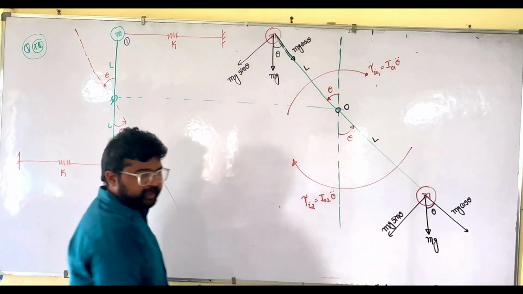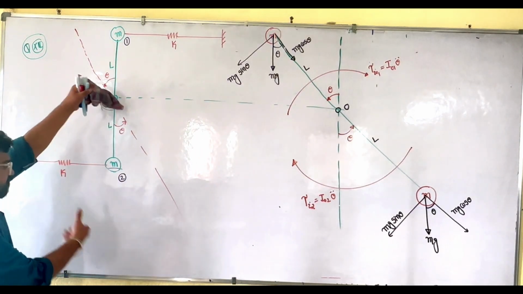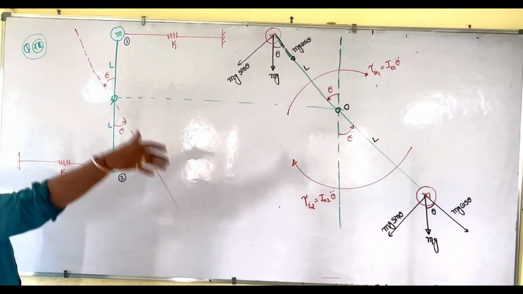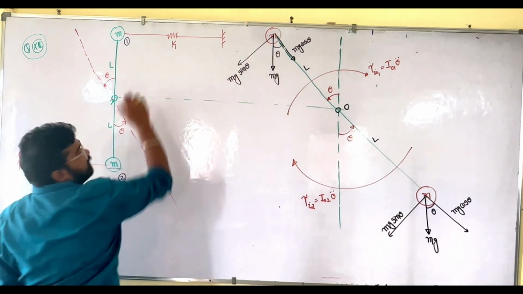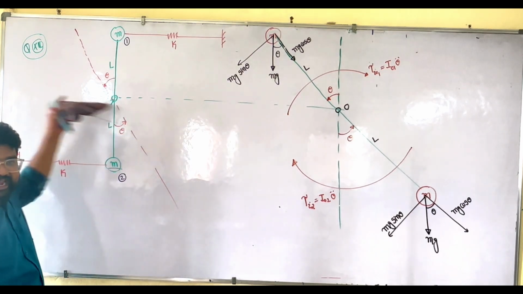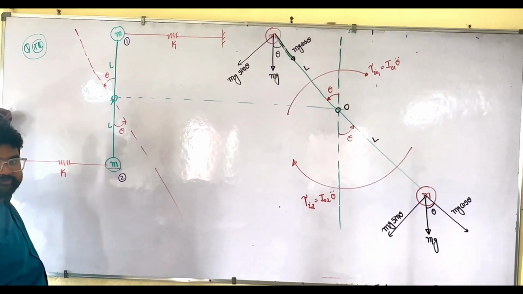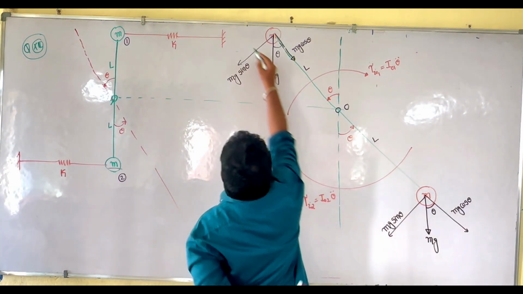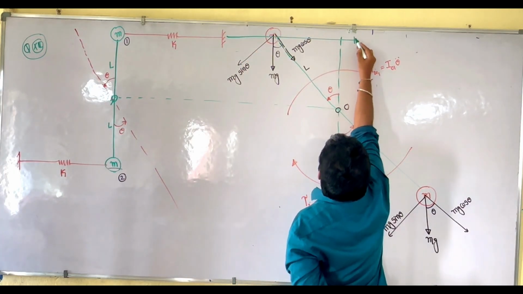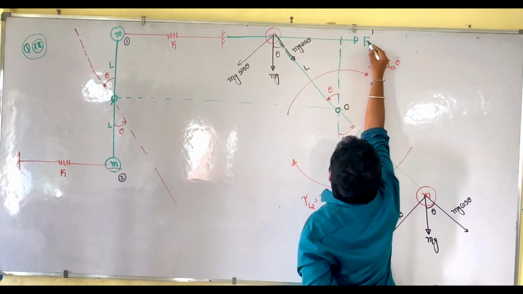Now coming to the spring. If I give this kind of disturbance, what is the direction of deformation of this particular spring? Towards left. What is the direction of spring force? Towards right. Clear? So this is the spring force 1.